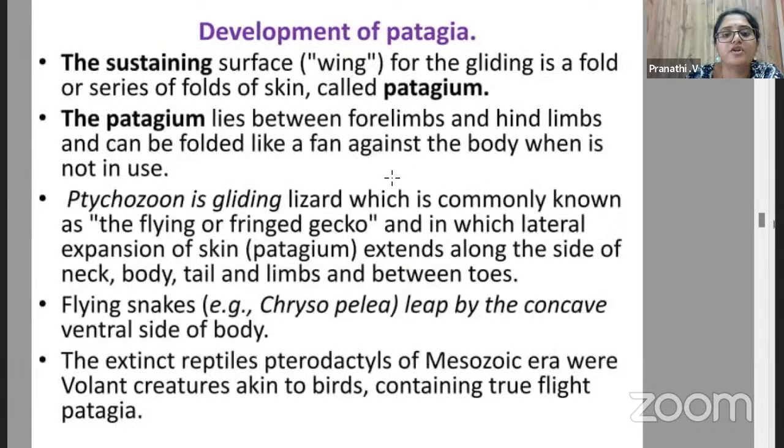And then you have development of a patagium or patagia, which is a fold or series of skin basically, which is present between the forelimbs and the hind limbs. So it is like a fan. This helps in gliding basically. So this is seen in Ptychozoon and flying snakes.